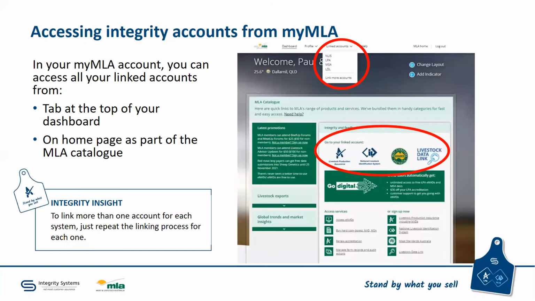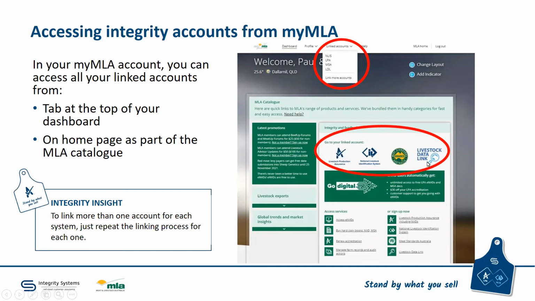So once you've linked all your accounts, you can see in this screenshot that when you click on this little linked accounts tab at the very top, it'll drop down and show you what type of accounts you have linked. You can also get to those accounts by clicking straight onto these program icons here. So that's one way you can get there.